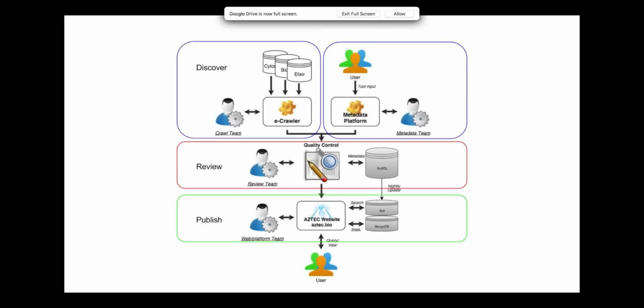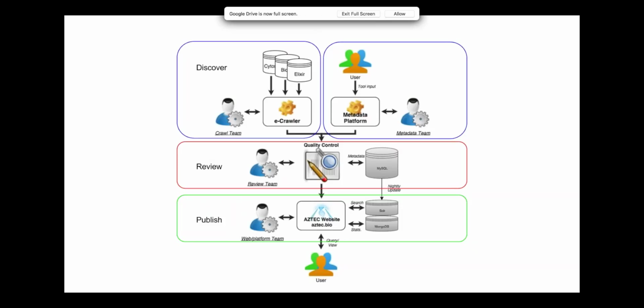The web crawlers crawl existing biomedical registries, code repositories, BDK related websites, and scientific literature, and we extract relevant metadata about the biomedical resources. And then the metadata platform was designed for users to manually input their resource metadata into the Aztec database. And then the purpose of the review step is to examine the content extracted by the web crawlers and submitted by the users for accuracy and quality.